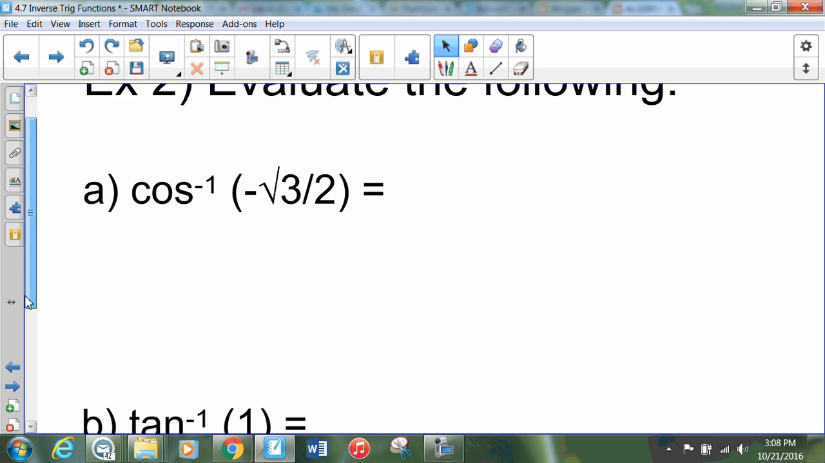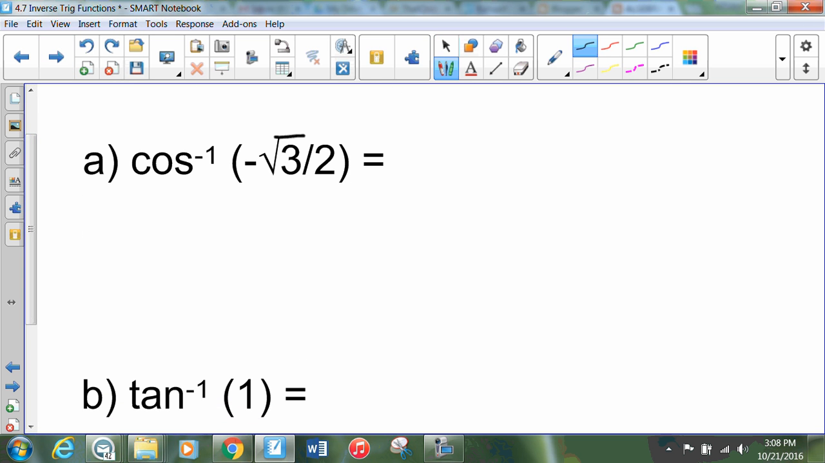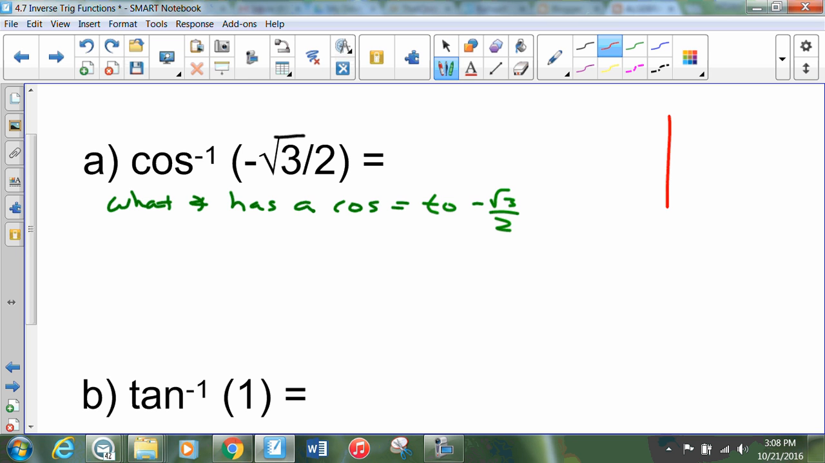Okay, so now we're moving on to cosine. So here we go. This really asks what angle has a cosine equal to negative root 3 over 2. So I'm thinking about my unit circle, I'm thinking about my quadrants, and I think, well, cosine is negative in both the second and third quadrants. But then I think about my inverse cosine, and I remember my inverse cosine has to fall between 0 and pi. So we know this angle that we're looking for is not in the third quadrant.